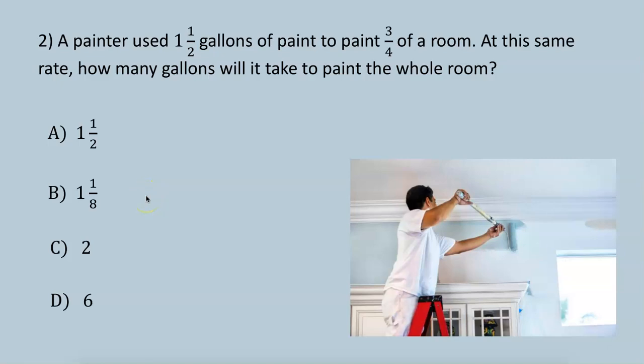Unit rate story problem number 2. A painter used 1.5 gallons of paint to paint 3/4 of a room. At this same rate, how many gallons will it take to paint the whole room?